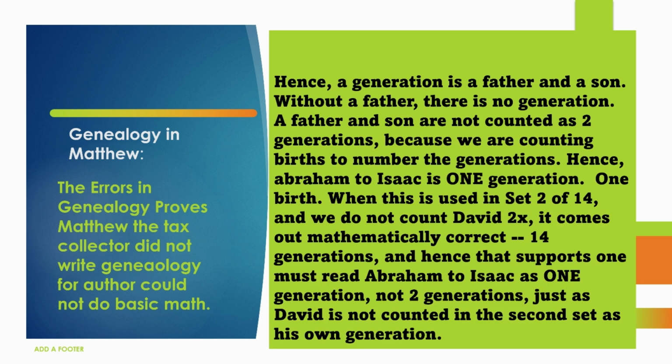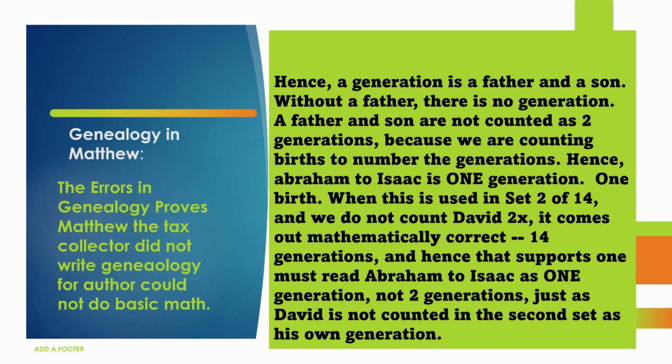Hence a generation. So I write this. Hence a generation is a father and a son. Without a father, there is no generation. A father and son are not counted as two generations because we are counting births to number the generations. Hence Abraham to Isaac is one generation, one birth. When this is used in set 2 of 14, we do not count David 2 times. It comes out mathematically correct as 14 generations. So if you just say, David gave birth to Salmon, you don't count David in that as a generation, right? I'm talking to you, the audience. And if you did, you'd have 15 generations. So it can't be what he's saying. That's what I'm trying to say there.